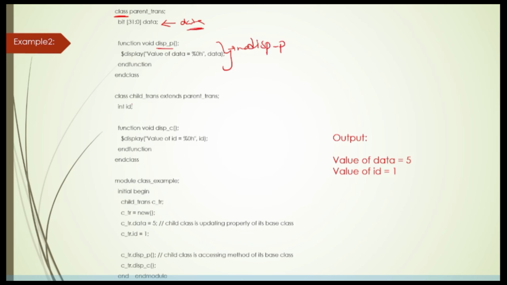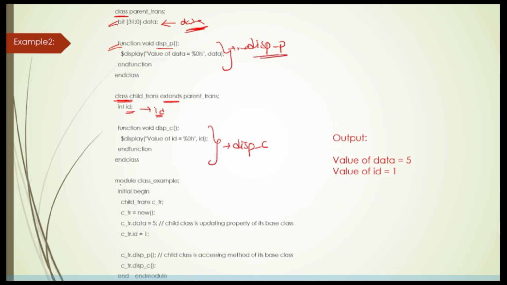Now I am taking another class which extends the parent. That means it is inheriting all the properties and methods of my parent class. Along with it, it is also having some individual members: id is its property, and display c is its method. As I told you, since it is inheriting all the properties of the parent class, by using the child class handle only you can access both display p and data.